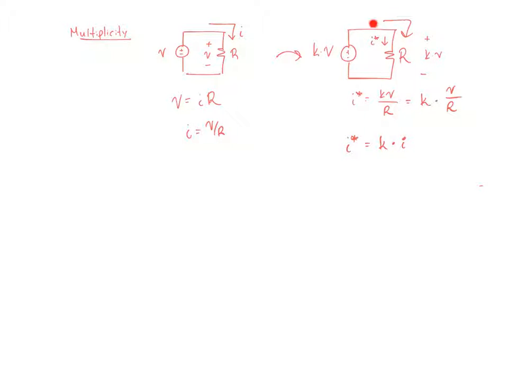In other words, in order to find I star on the circuit on the right, we don't need to necessarily resolve the problem. We note that the voltage source driving the resistor is just multiplied by K in part 2, and the resulting output current will likewise be multiplied by term K. So it's just a scaled version of the original.